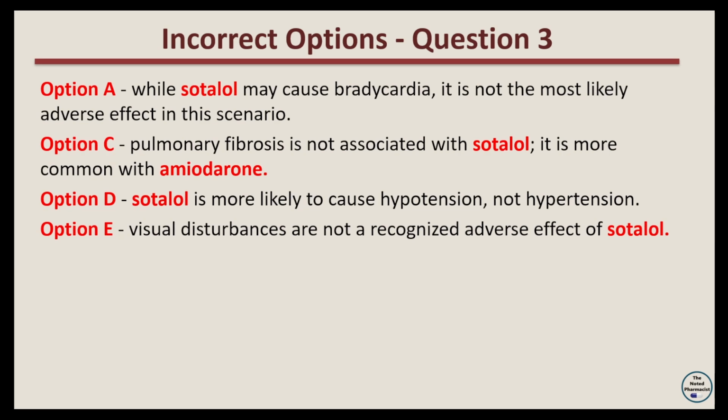Option A is incorrect because while sotalol may cause bradycardia, it is not the most likely adverse effect in this scenario. Option C is incorrect because pulmonary fibrosis is not associated with sotalol, it is more common with amiodarone. Option D is incorrect because sotalol is more likely to cause hypotension, not hypertension. Option E is incorrect because visual disturbances are not a recognized adverse effect of sotalol.